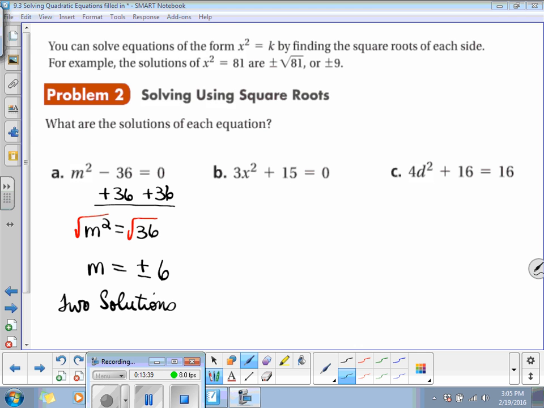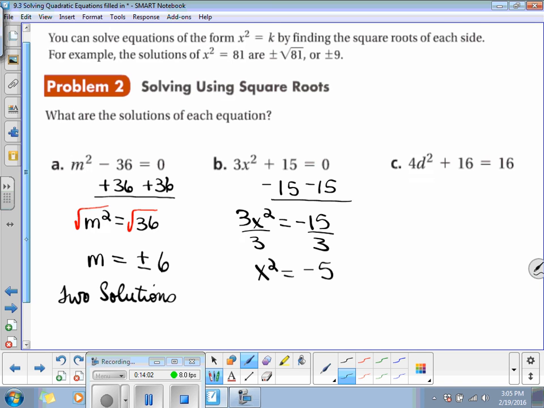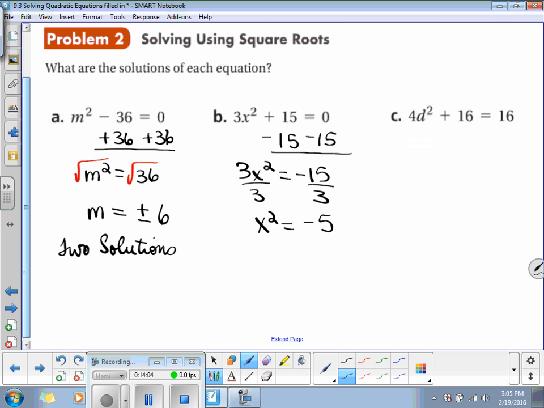So here we're going to do the same thing, solving for x. Okay? So we're going to subtract 15 on both sides. We end up with 3x squared is equal to negative 15. Then we're going to divide by 3. And then x squared is equal to negative 5. Right? And then to get the x by itself, we will take the square root.